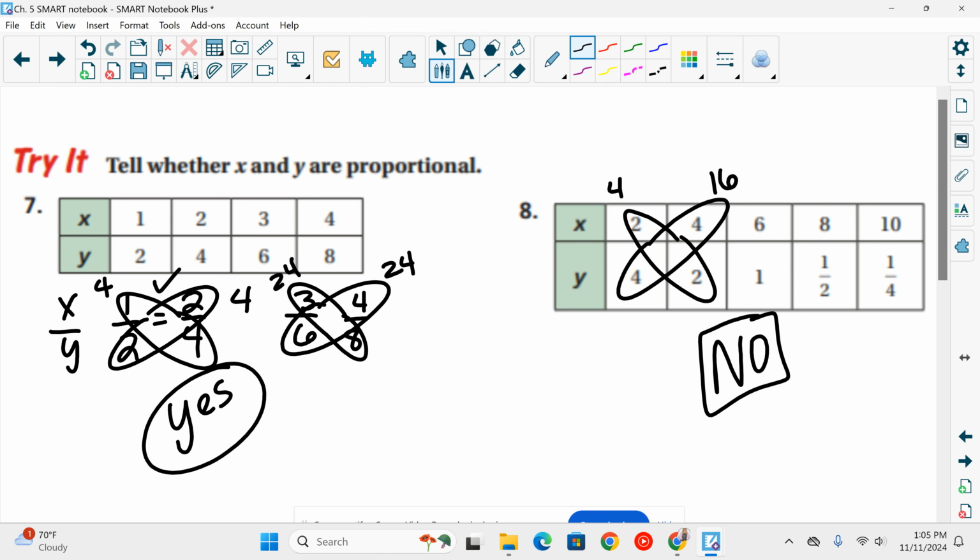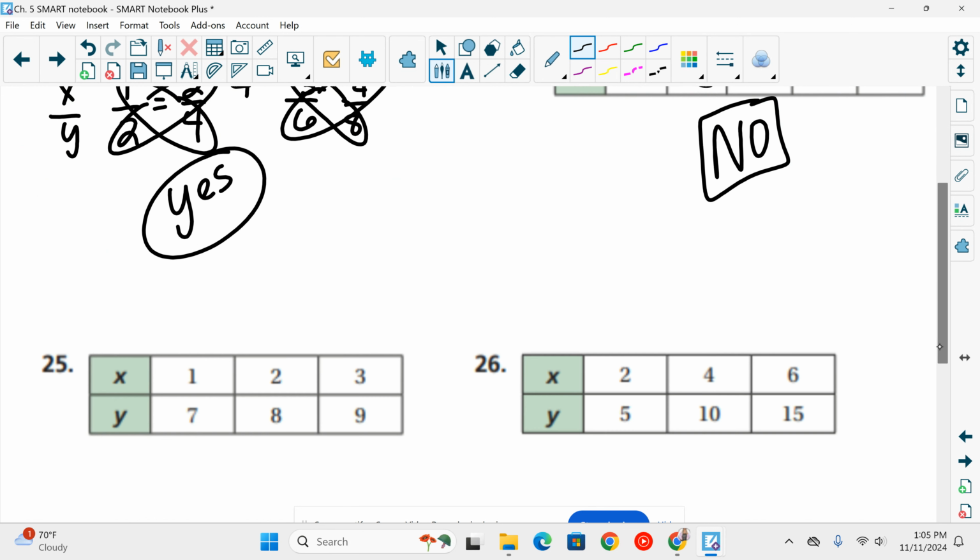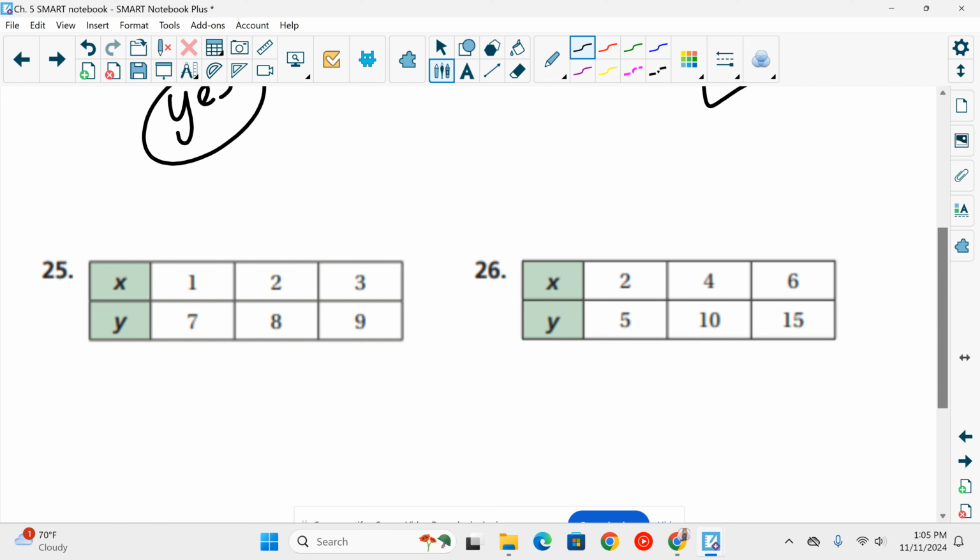The cool thing about the table being this way is that it's already set up as your fractions. You can still find the value. That's only comparing x's to y. You want to compare x to y. You want x and y for each ratio.